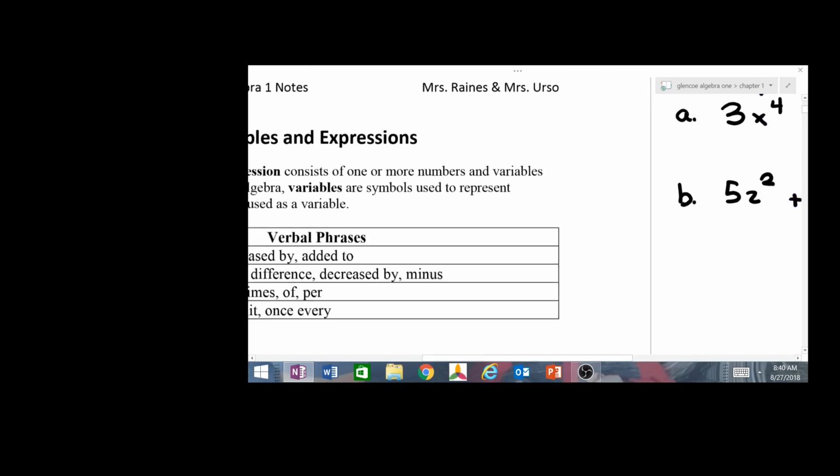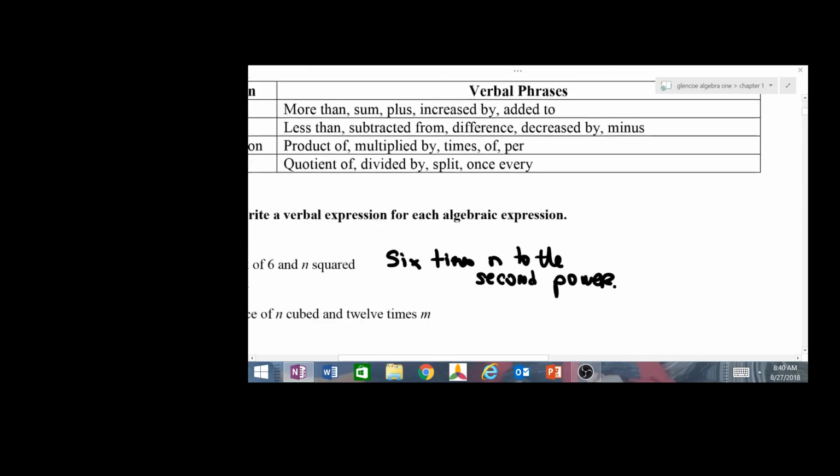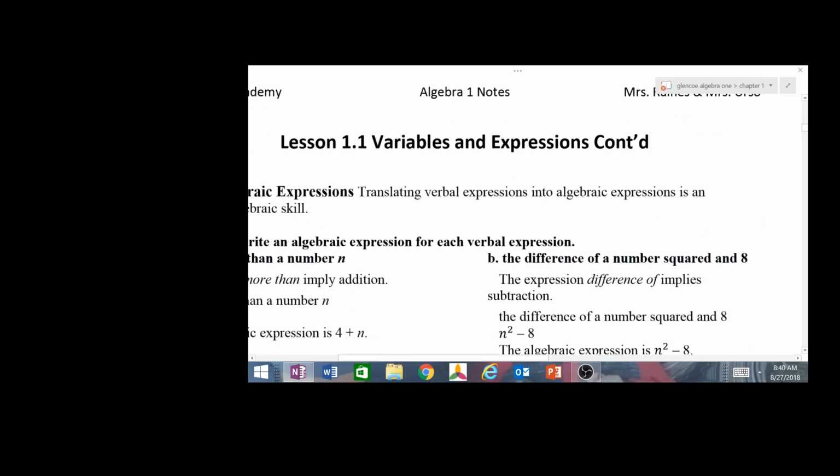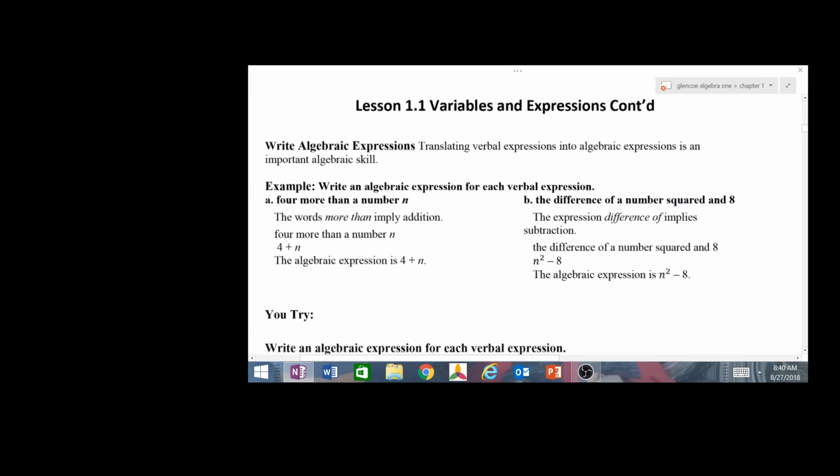Okay, let's move on to the second part of our lesson. I know this is very basic and very simple. So the second part of our lesson is, this time we're going to write an algebraic expression. We'll be given the words, and we're going to translate the words into an algebraic expression. This is an extremely important skill in algebra because it's going to follow us all year, especially when we're doing many, many word problems. Okay.